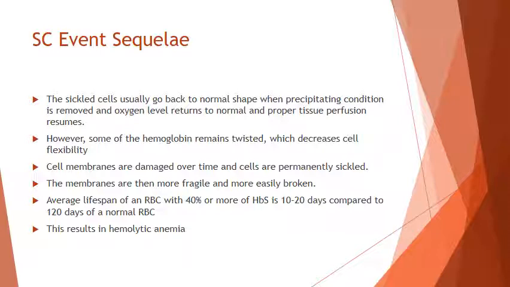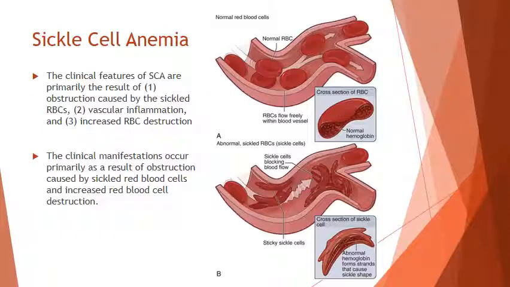The average lifespan of a red blood cell with 40% or more of hemoglobin S is 10 to 20 days, compared to the 120 days lifespan of a normal red blood cell. This results in what's known as hemolytic anemia. This is a great graphic comparing the sickled cells to the normal red blood cell. The clinical features of sickle cell anemia are primarily the result of obstruction caused by the sickled red blood cells, vascular inflammation, and increase in red blood cell destruction.